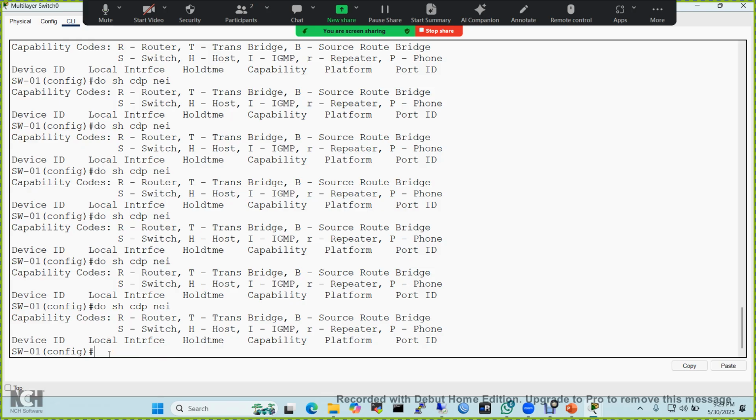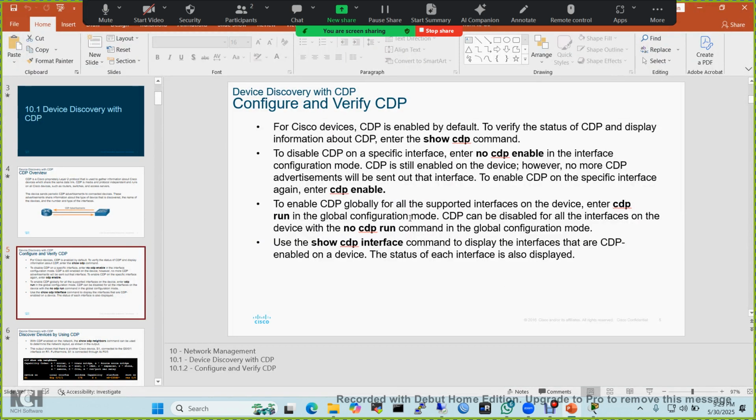It's not coming. Okay, it will come. We are waiting. It's not a matter, no problem. If I give the no CDP enable command inside any interface, only that interface will be disabled. CDP run is the global command, and CDP enable is for a single, specific interface. This is the full configuration of CDP. There is nothing else.